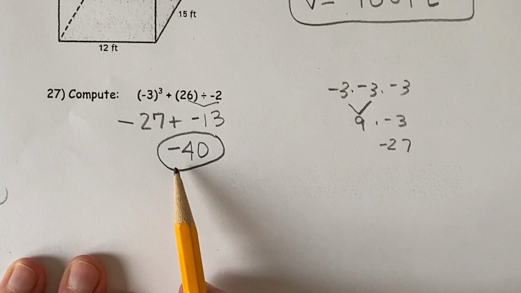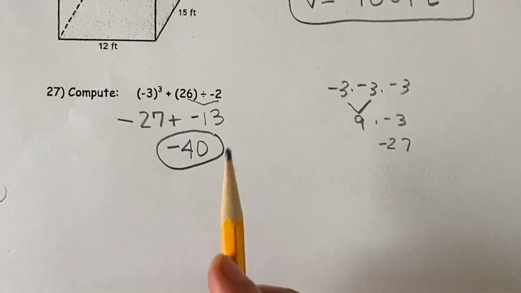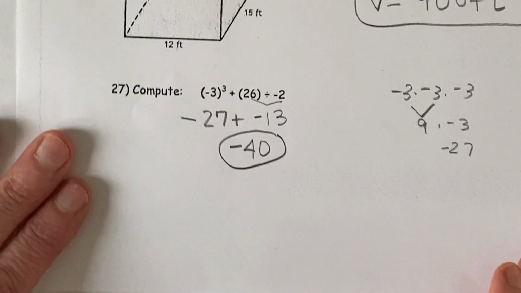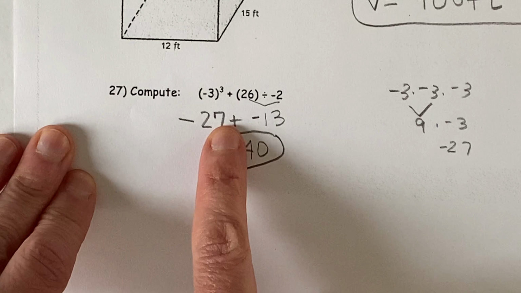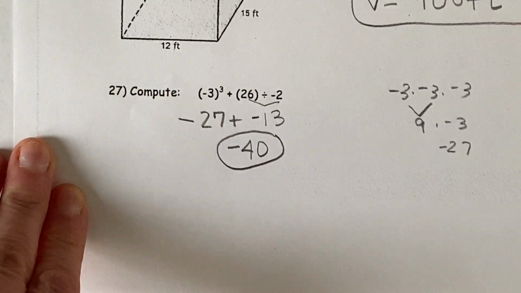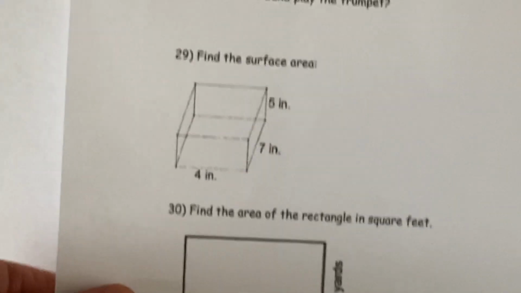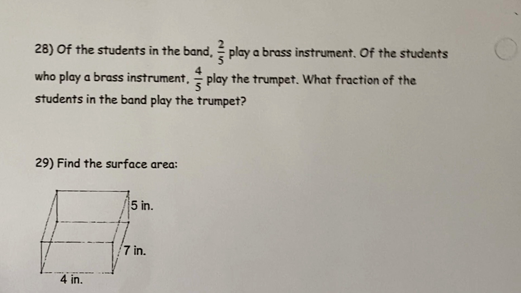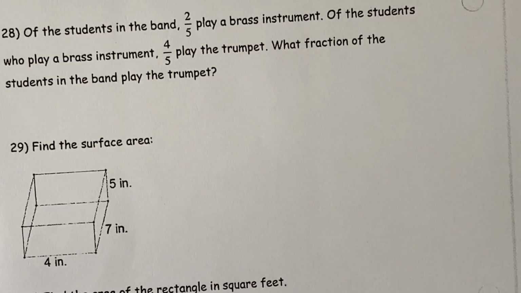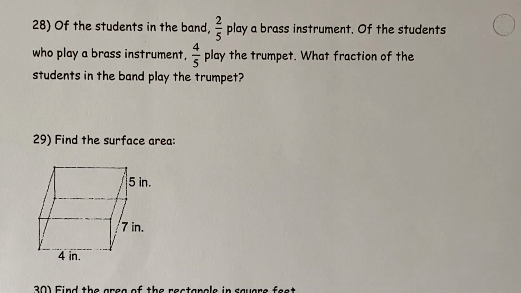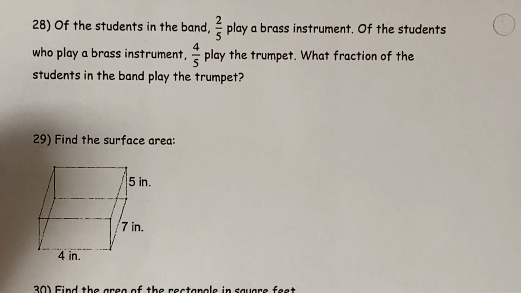I love number 27. It really combines exponents, right? Making sure you got that right with negatives, and order of operations with negatives. Okay, moving right along, number 28, going back to earlier in the year in the ebook, when we did fractions with word problems.